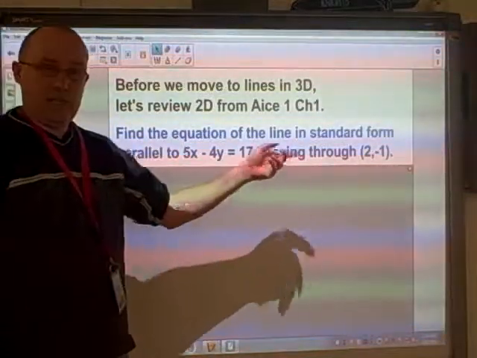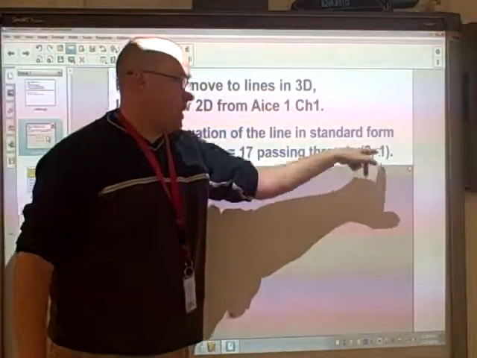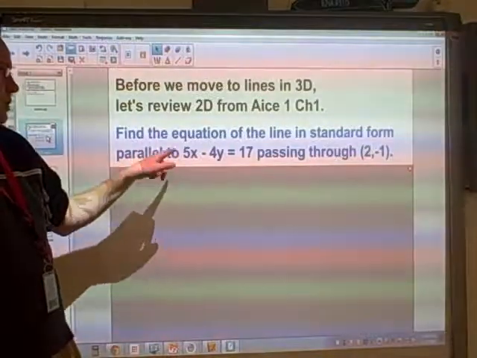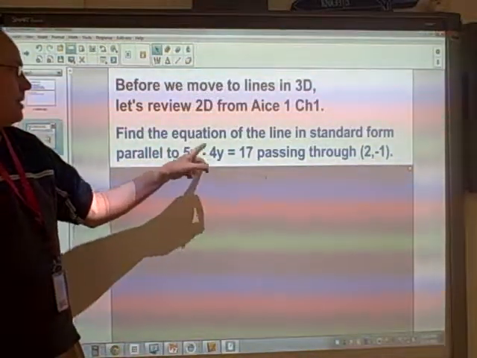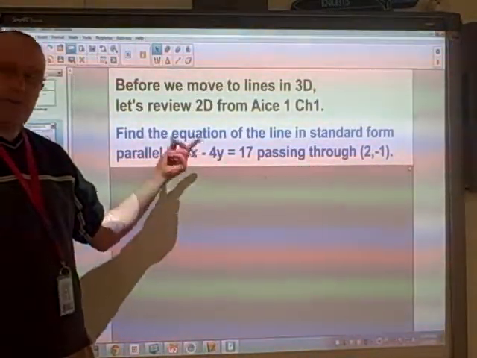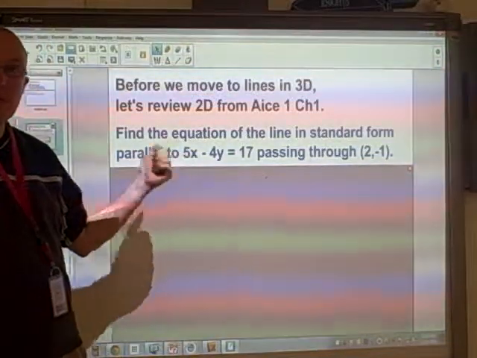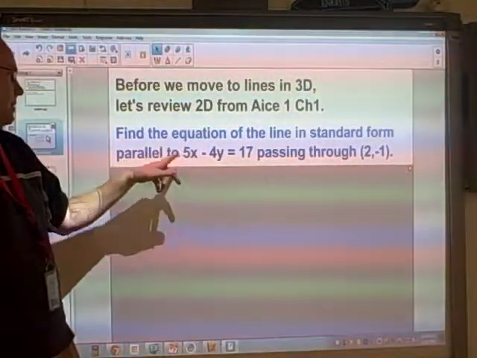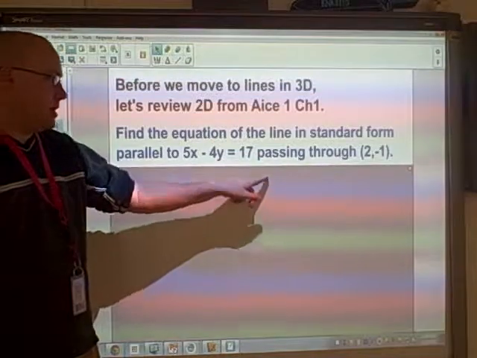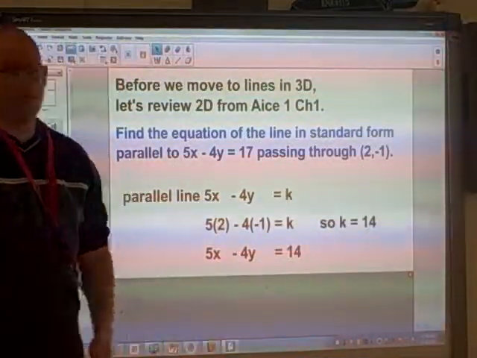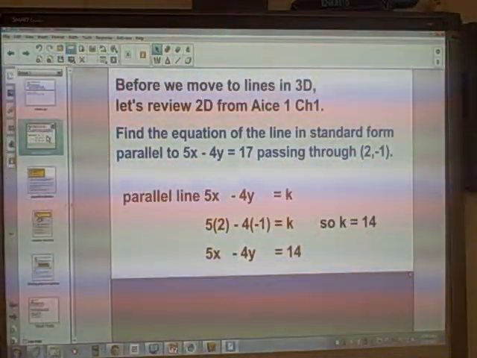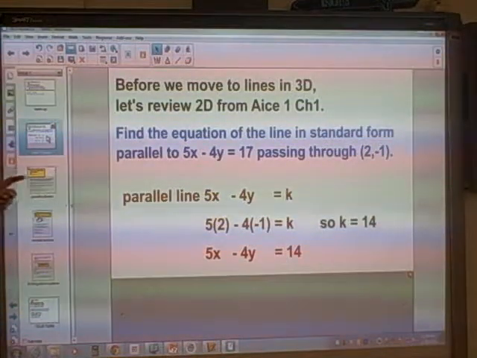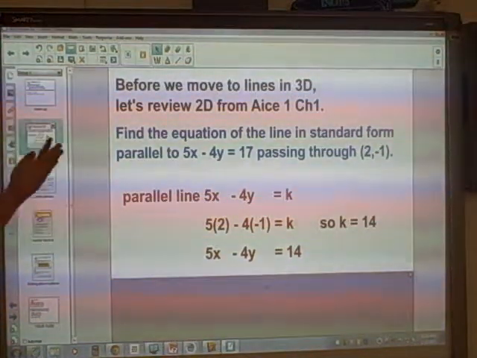There's a much quicker way of doing this, and we just substitute in the x and y values into this equation. So 5 times 2 is 10, negative 4 times negative 1 is 4, and 10 plus 4 is 14. So actually a parallel line to this would be 5x minus 4y equals 14. Just like that. And hopefully if you did do it the other way, you would have found out it's the same thing.